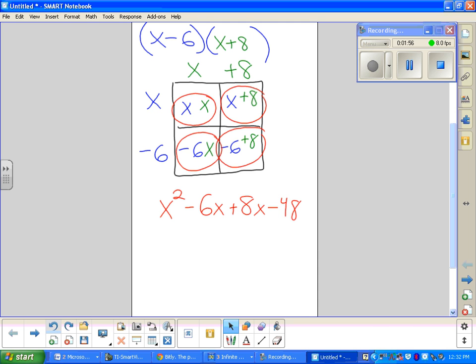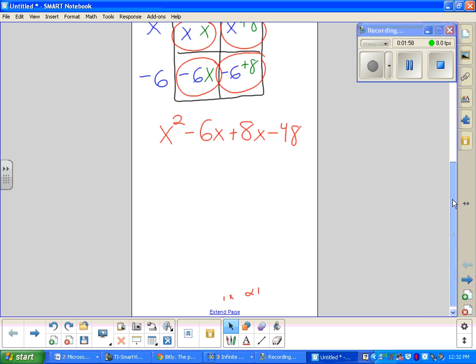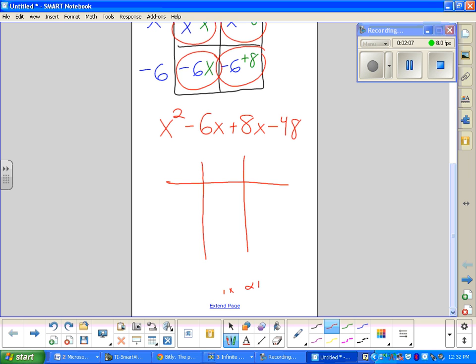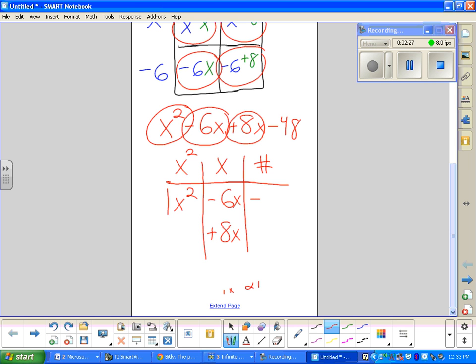Third and last step is you're going to combine your like terms by making columns. And in your columns, there are 3 different things. There are x squareds, there are x's, and there are numbers. If you look at what you have, that's an x squared, so I'm going to write down 1x squared. This is a negative 6x. This is a positive 6x. Positive 8x, and a minus 48.